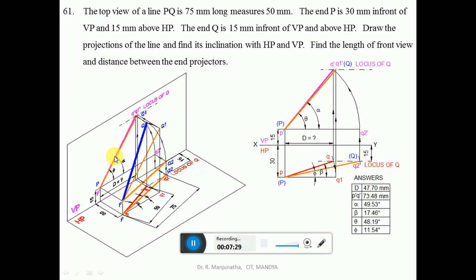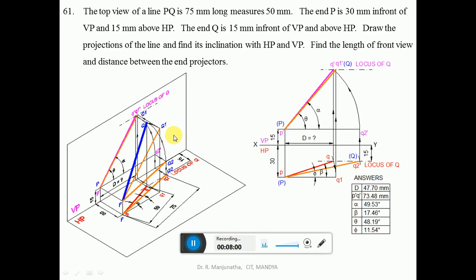The inclination made by the true length with respect to HP is theta. The apparent inclination made by the front view with respect to HP is alpha. Similarly, phi and beta. Now, since we have got the end projector distances, we measure the distance between the end projectors and also the front view distance, which is P dash Q dash. So this is how we are able to analyze the problem in 3 dimensions.